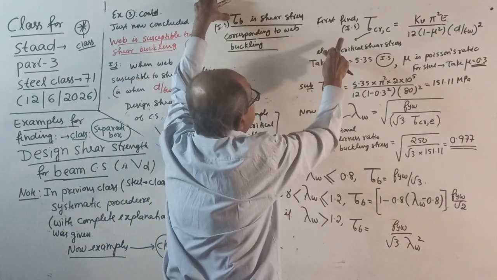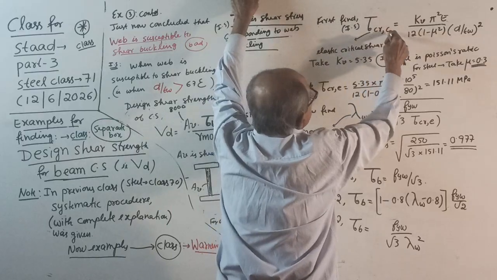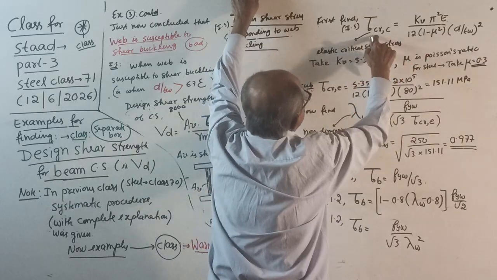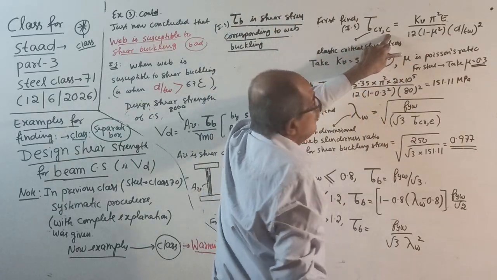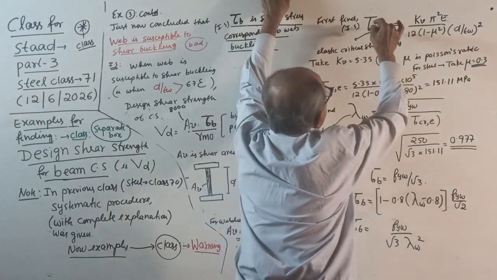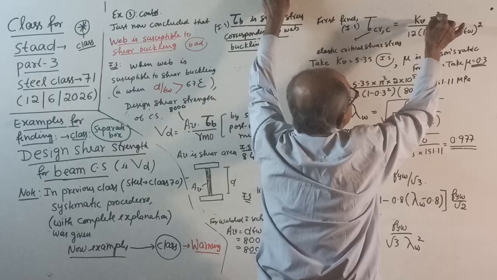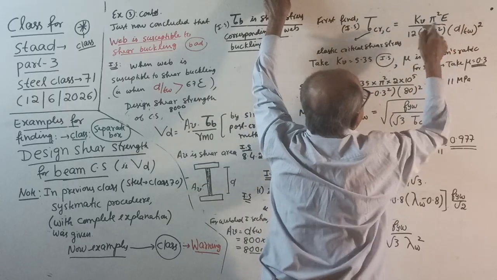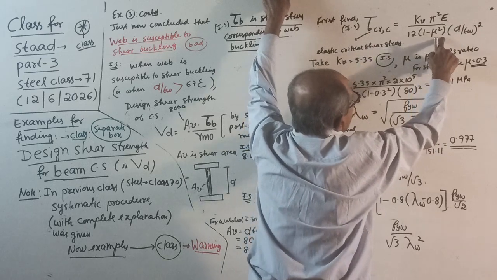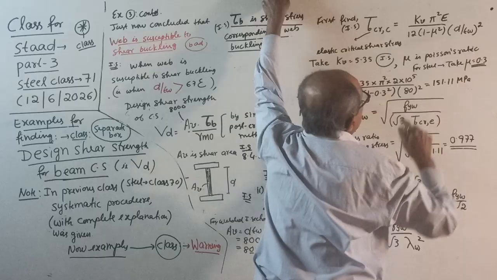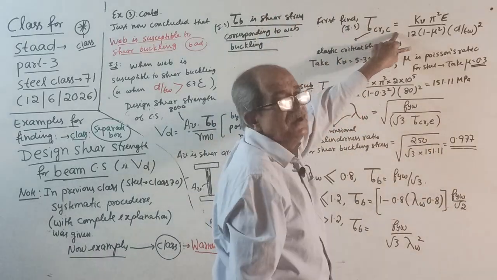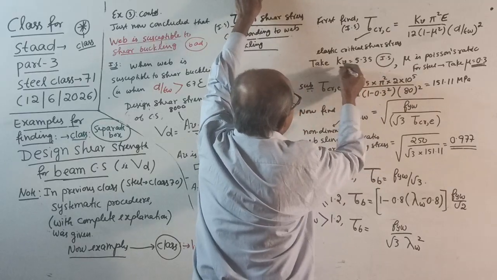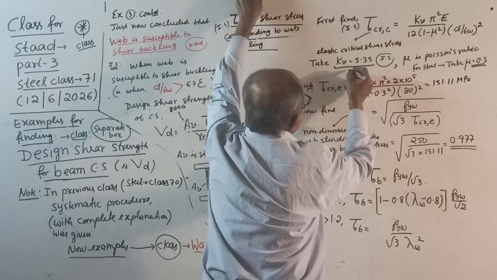First, you have to find a term tau CRC, elastic critical shear stress. IS code has given tau CR, C. Tau CRC equal to KV pi square E, Young's modulus, by 12 into 1 minus mu square into d by tw square. This you get from IS code. KV you take 5.35. In the class I told the reason last time.